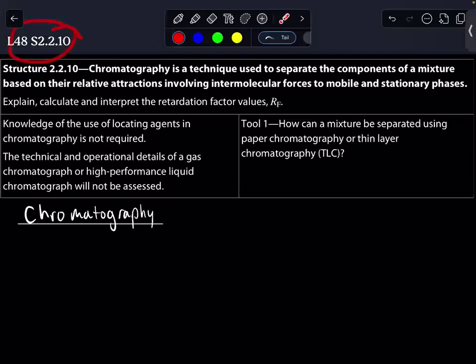Hello, y'all. Welcome to lesson 48, structure 2.2.10 of my DP chemistry curriculum. We're talking about chromatography. It's a technique used to separate the components of a mixture based on relative attractions involving intermolecular forces to mobile and stationary phases. So we'll explain, calculate, and interpret the retardation factor, Rf, of different samples, as well as learn what that is.